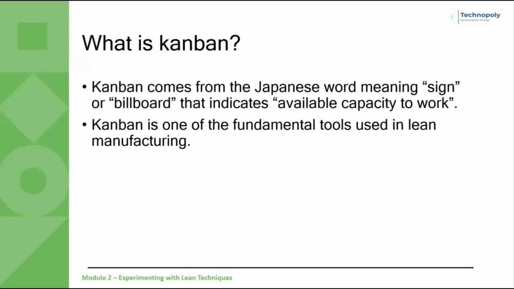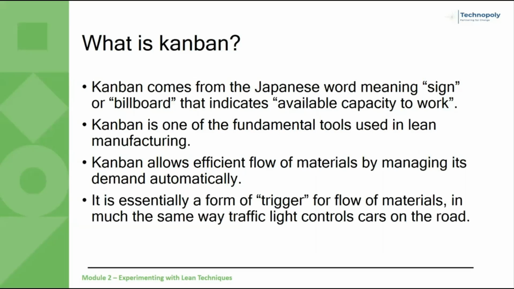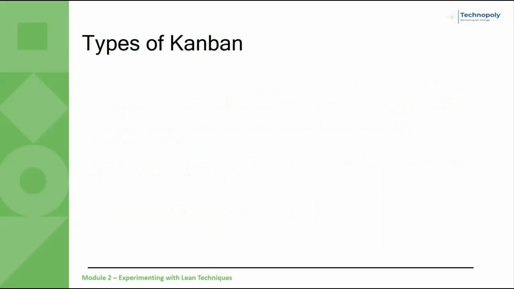It is one of the fundamental tools used in lean manufacturing. Kanban allows efficient flow of materials by managing its demand automatically. It is essentially a form of trigger for the flow of materials in much the same way a traffic light controls cars on the road. Kanban could be applied to an internal or external process.